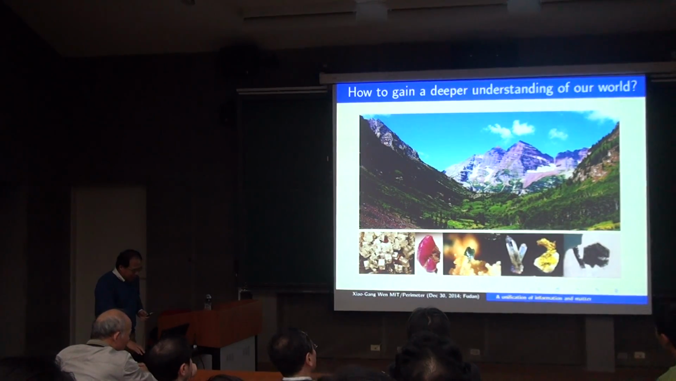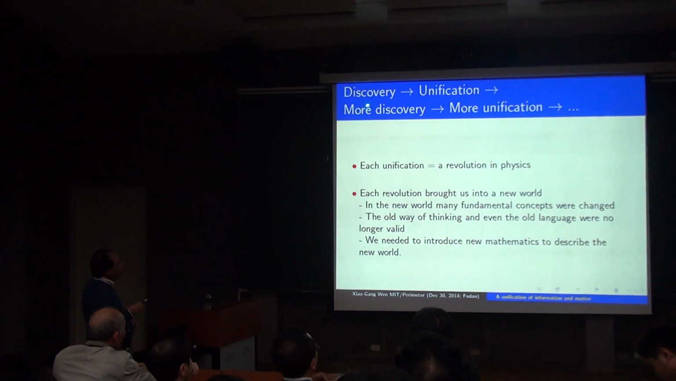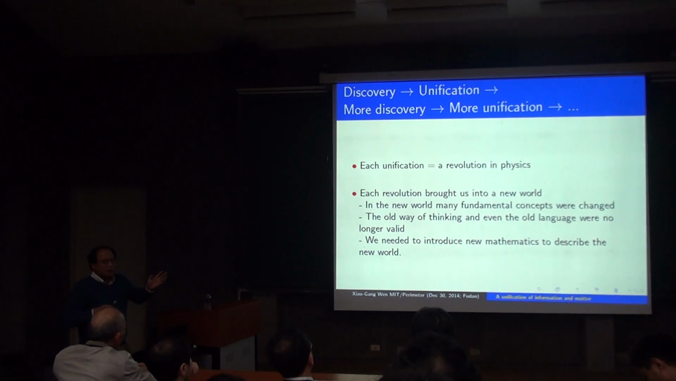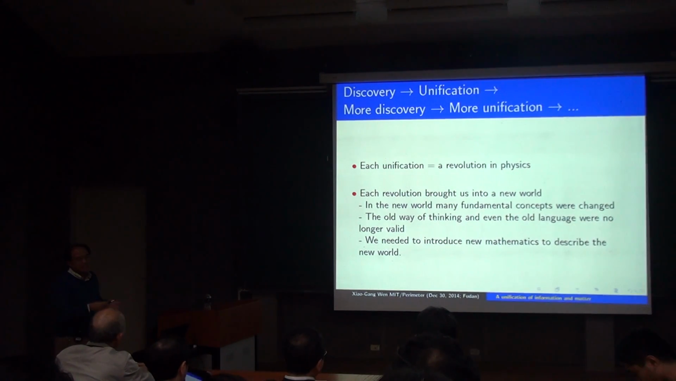Actually, the way we understand the world is through a cycle of discovery, unification, more discovery, and more unification. When we explore the world, we discover a lot of phenomena. When we have more and more phenomena, we get confused about why we have so many new things, so we try to understand them. Understanding them means maybe those rich phenomena come from only a few principles or a few rules. That's a kind of unification.